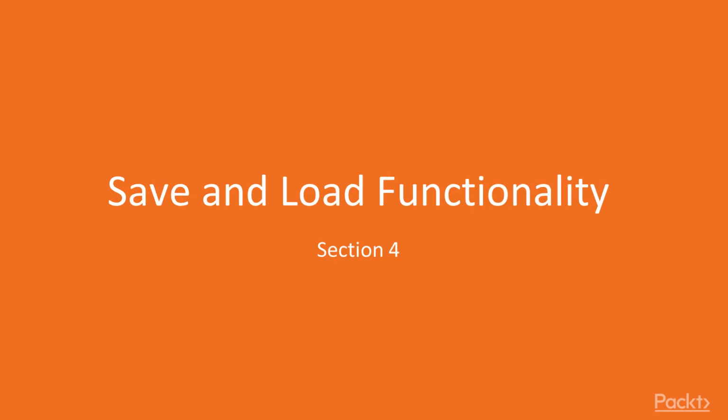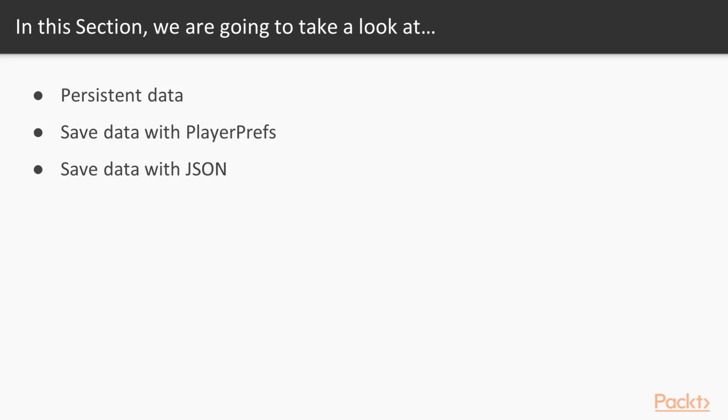In this section, we're going to take a look at how to work with persistent data. That is, data that can be saved and persists across play sessions. Specifically, we'll see how to save data by using the Player Preferences class, and how to save data with JSON, that is, JavaScript Object Notation.